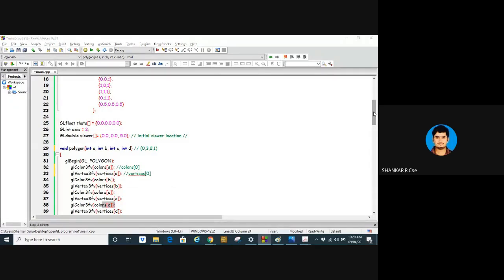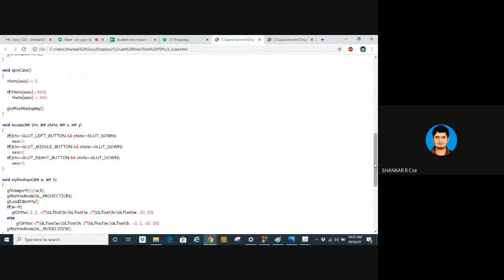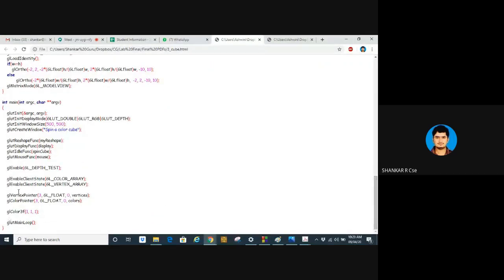How did we do this in third program? Okay, look here. Interesting question. So in the main function, the last lines, you can see here, after enabling the vertex arrays and color arrays, what I am doing, for every 3 vertices, you give colors. One vertex is made up of 3 guys, that is X, Y, Z. One color is made up of 3 guys, that is RGB. So for every vertex, you give one color. That is how I am putting in third program.